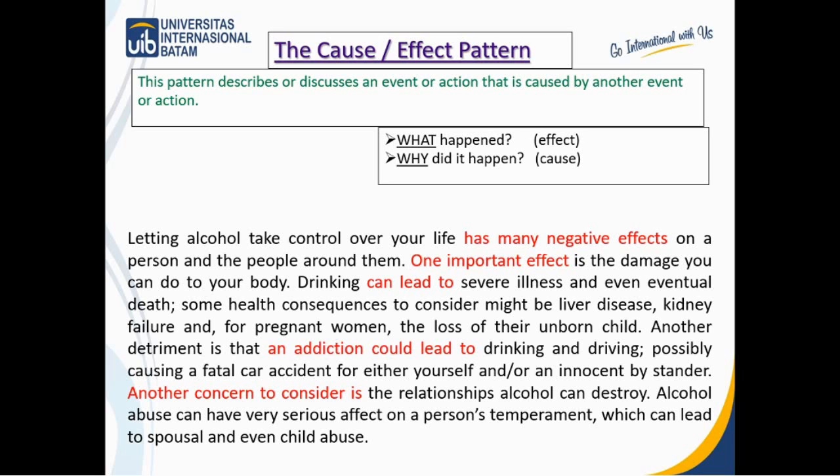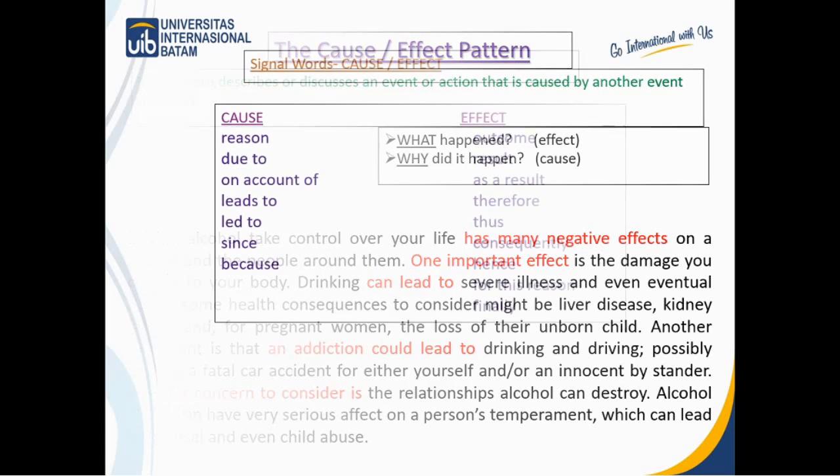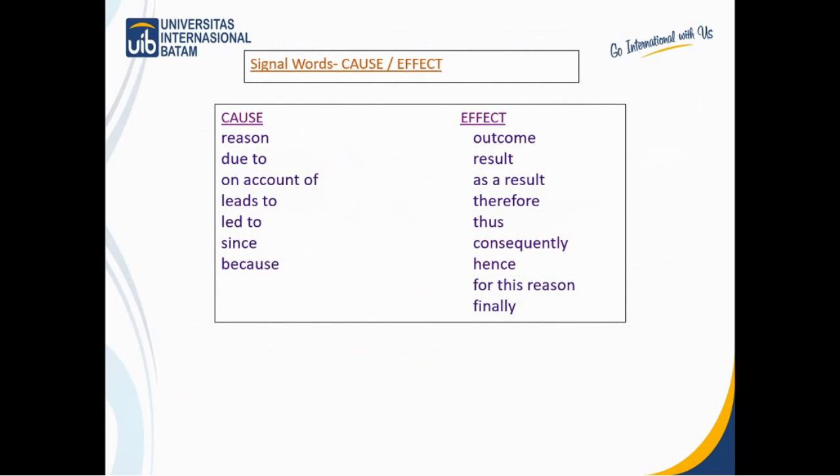So to use signal words in cause and effect, there are words that can be used such as reason, due to, on account of, lead to, led to, since, because. And to show effect in English, you can use outcome, result, as a result, therefore, thus, consequently, hence, for this reason, finally, and so on.